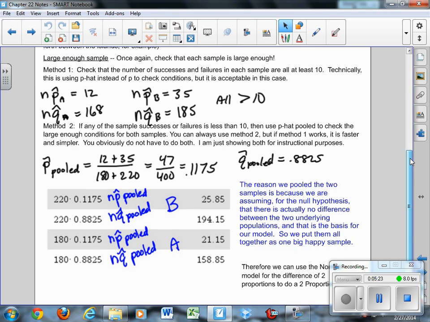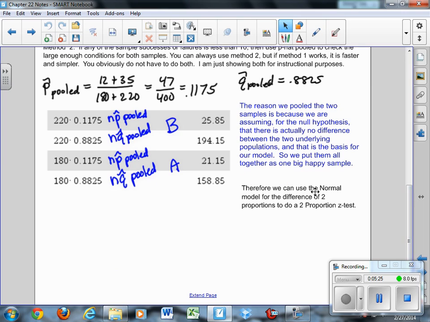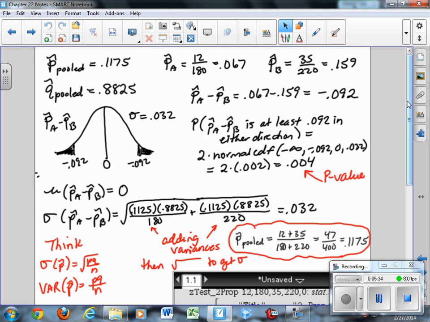So now we can say we can use the normal model for the difference of two proportions to do a two-proportion z-test. Now when we look at how we do our work, I brought over these pooled values because these are going to be very essential to use in the rest of the problem. So even if you don't pool to check your conditions, you're going to need to pool to do the work in the problem.